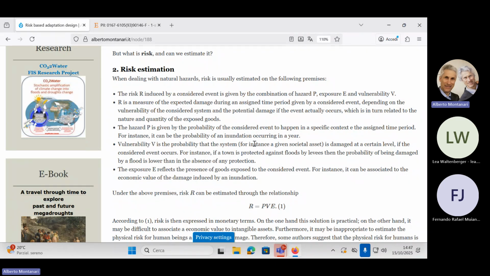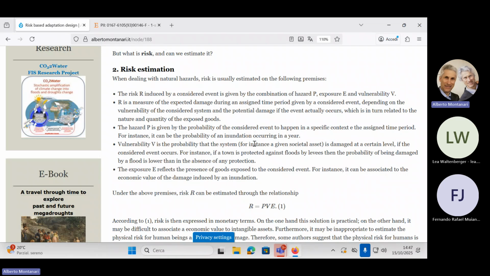Usually the damage is measured in monetary units. Once again, let's say that we don't focus now on the loss of human life. We just focus on the loss of assets, goods, etc. And therefore the damage is convenient if we measure it with monetary units.